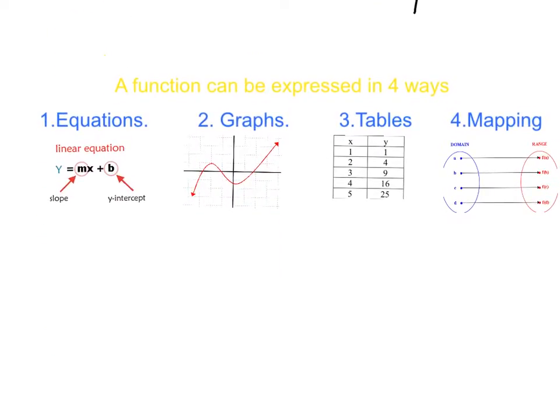A function can be expressed in four ways. So again, I do want you to pause it and do the best sketch you can on each of these. So one of the ways would be an equation, and here's an example of an equation, y equals mx plus b, the equation of a line. A graph: when you're sketching this, it doesn't need to be perfect. Go ahead and just sketch an x and y axes and carefully draw that in. A table of values, and a mapping.